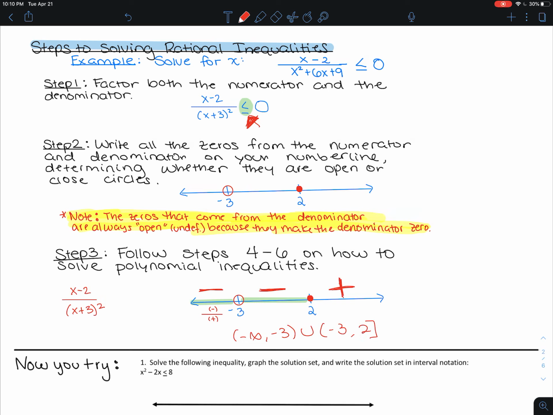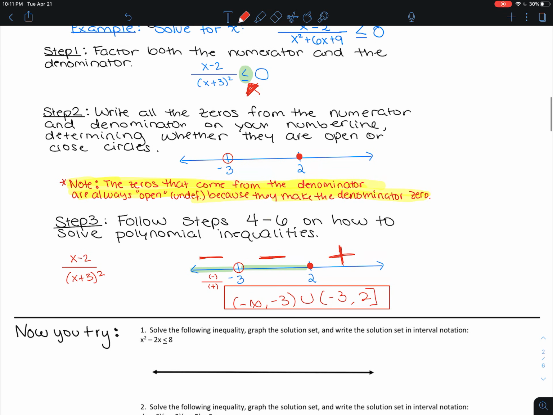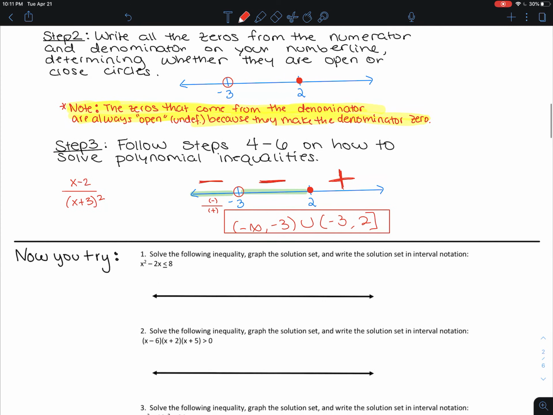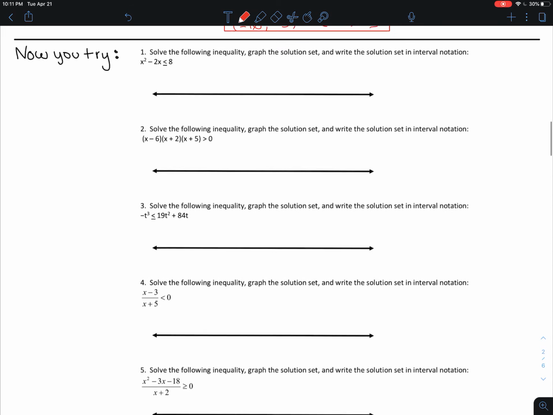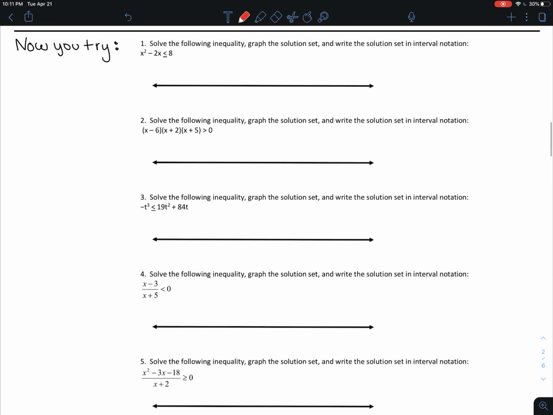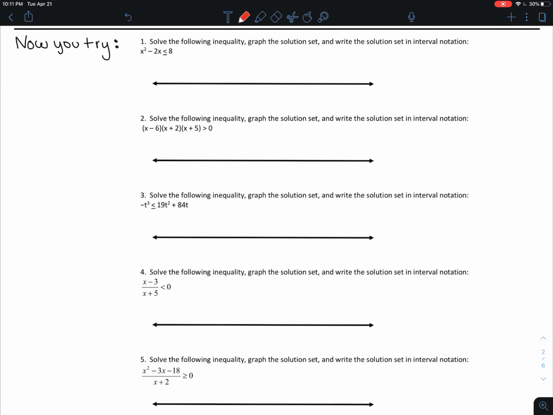Notice that I place parentheses for our open circles and brackets for our closed circles, and that is our final answer. All these x values in these intervals make our inequality less than or equal to 0. Now you try. I wrote down here five examples. You should be pausing the video to do these problems. And once you're completely done with these problems, you can come back and look at the solutions.